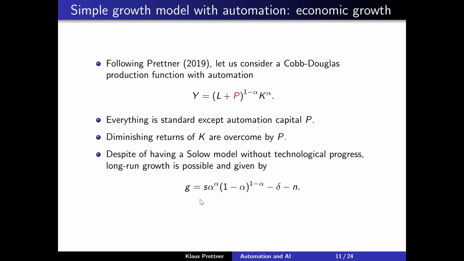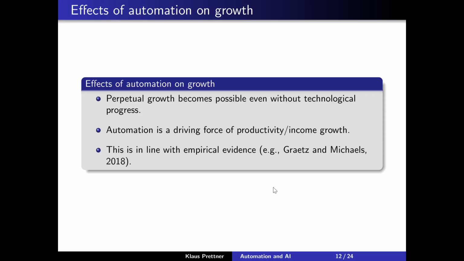And the rate of economic growth in the long run would be a function of the saving rate. So the more the country invests, or people in the country invest, the faster would be economic growth. And it depends negatively on population growth and the rate of depreciation. And these two aspects hamper per capita capital accumulation. So it's intuitively clear that they slow down economic growth in the long run, while everything that increases investment, the saving rate here, would increase economic growth in the long run. So the bottom line here is that perpetual economic growth becomes possible even without technological progress, where automation then acts as a driving force of economic growth.